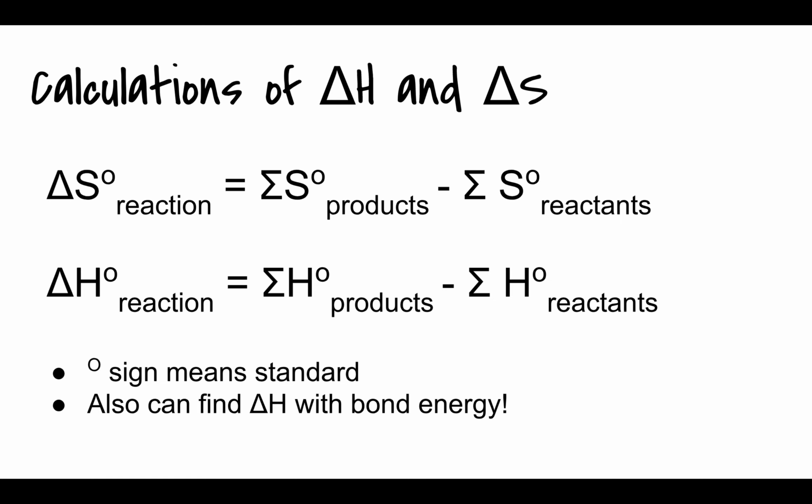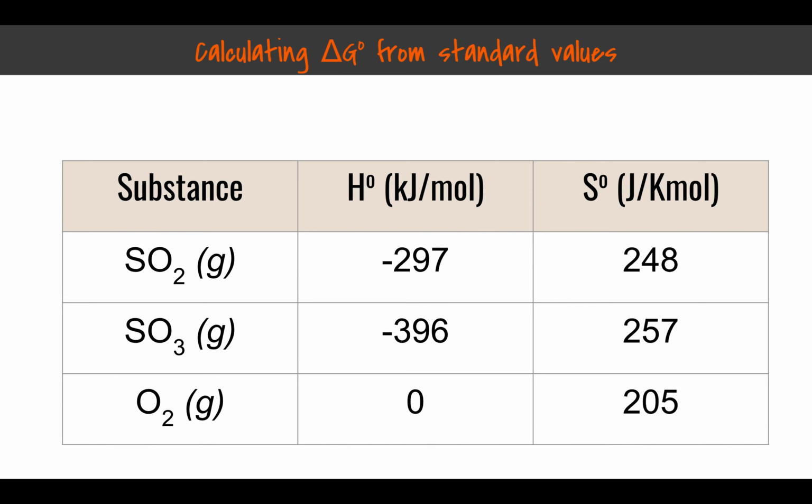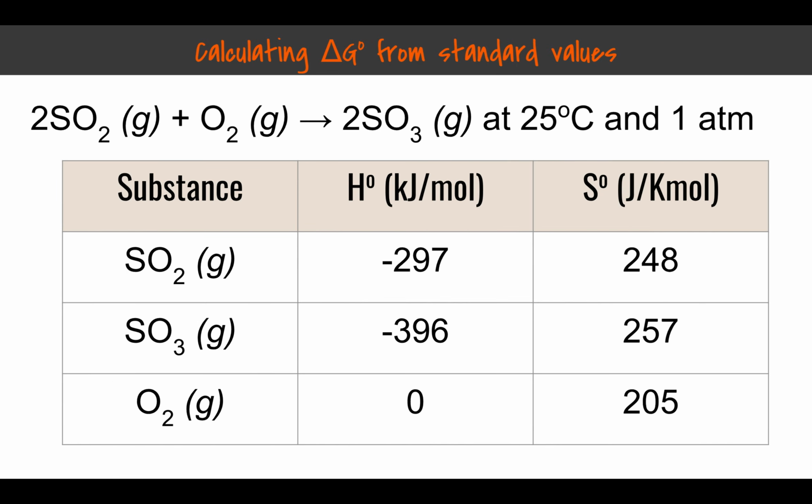So we're going to check out an example question. Our example question is going to be to find delta G from our standard delta H and delta S values at 25 degrees Celsius and 1 atmosphere. So for the reaction, 2 SO2 gas plus O2 turns into 2 SO3. What we have in this table are delta H and delta S values. These are from Appendix 2 in your textbook, so if they're not given to you, you need to look them up. And we need to use this to figure out delta G.